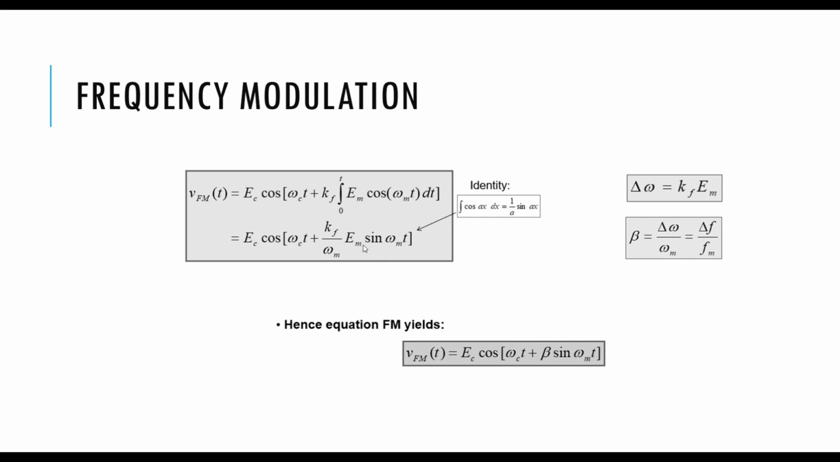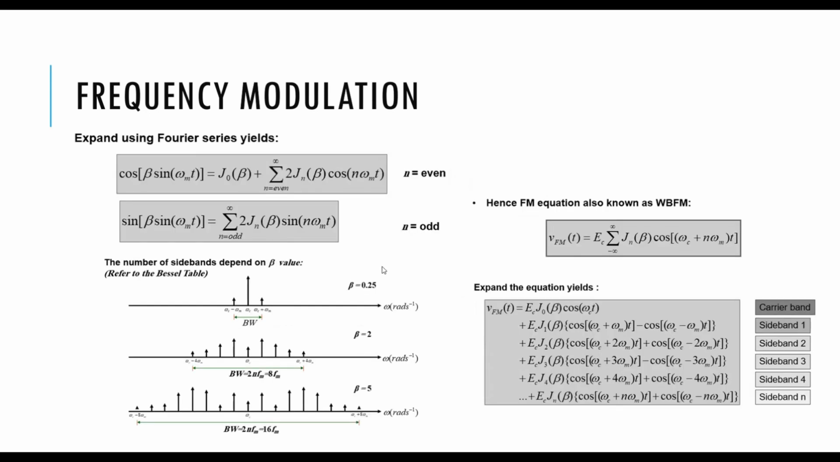Here, as you can see, KF EM over W over omega M is then reduced to a single constant called beta, and this one is the modulation index for frequency modulated signals. And we can even expand this more using a trigonometric identity, with cosine being multiplied into sine, with sine being the opposite of cosine here. That will result in two terms.